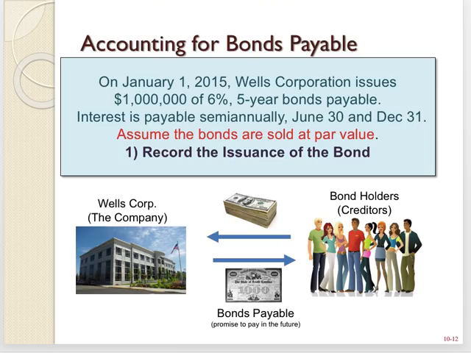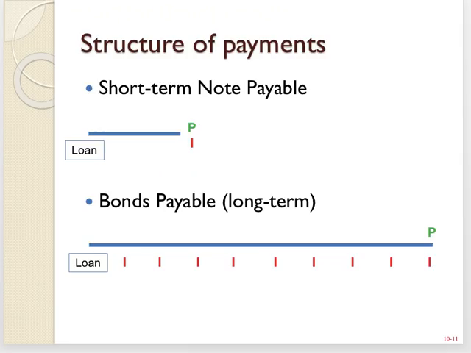All right, so now let's get into journal entries. As I mentioned, there are really 3 phases of the life of the bond. The 3 phases, of course, are the issuance, the beginning of the bond, then throughout the bond, and then at the end, the maturity.